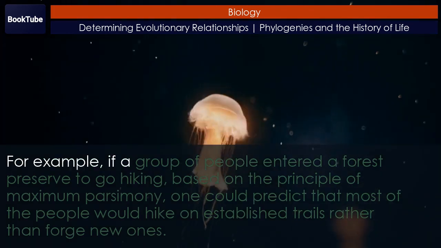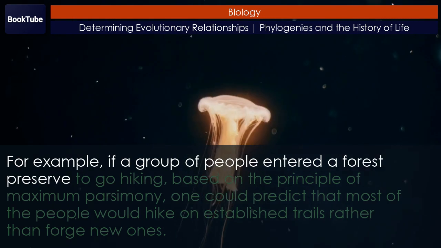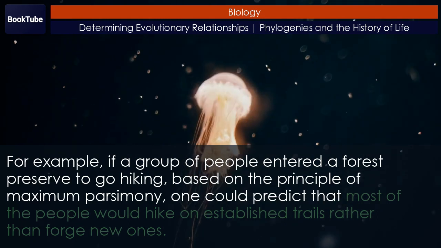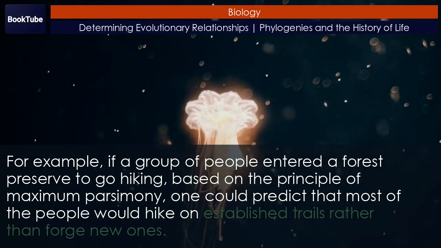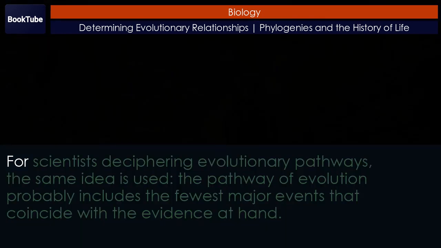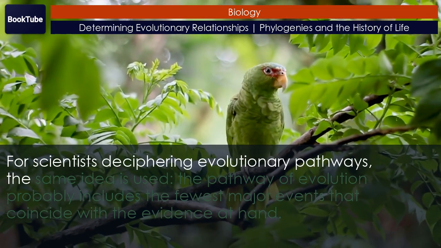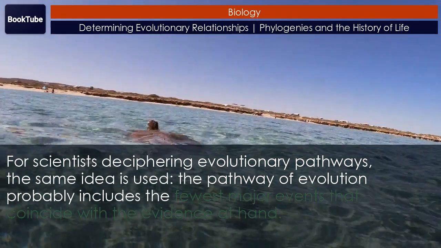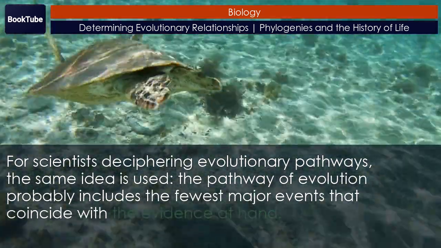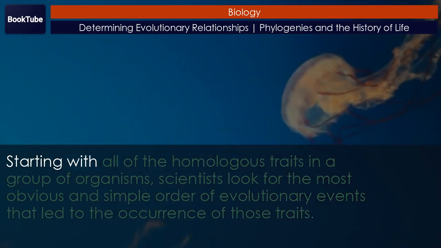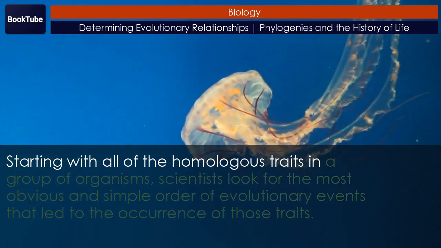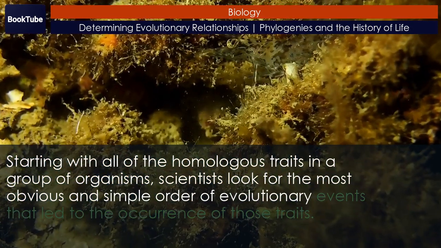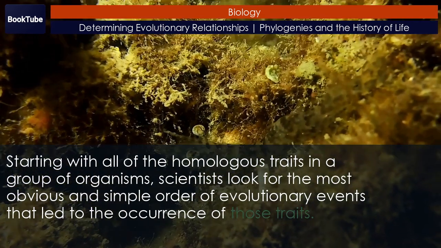For example, if a group of people entered a forest preserve to go hiking, based on the principle of maximum parsimony, one could predict that most of the people would hike on established trails rather than forge new ones. For scientists deciphering evolutionary pathways, the same idea is used. The pathway of evolution probably includes the fewest major events that coincide with the evidence at hand, starting with all of the homologous traits in a group of organisms. Scientists look for the most obvious and simple order of evolutionary events that led to the occurrence of those traits.